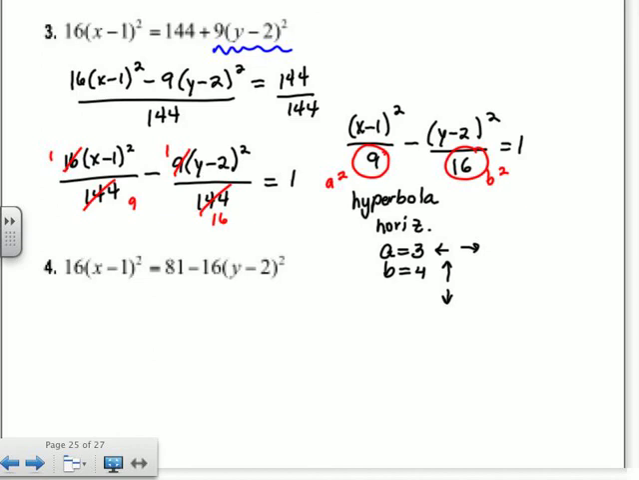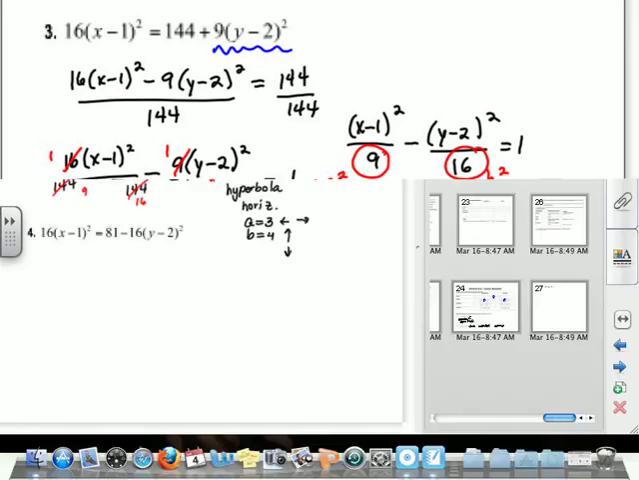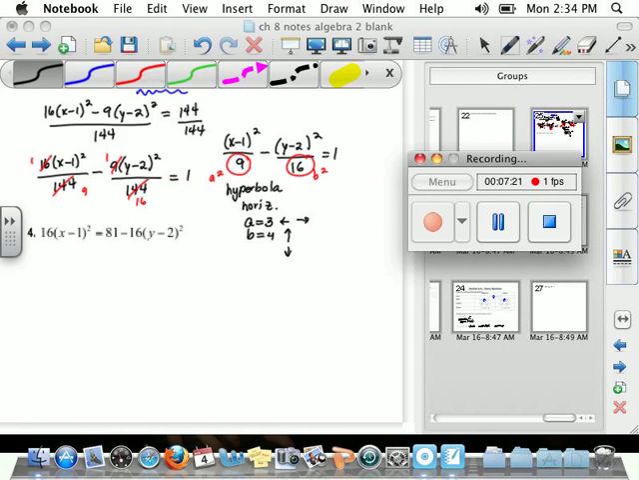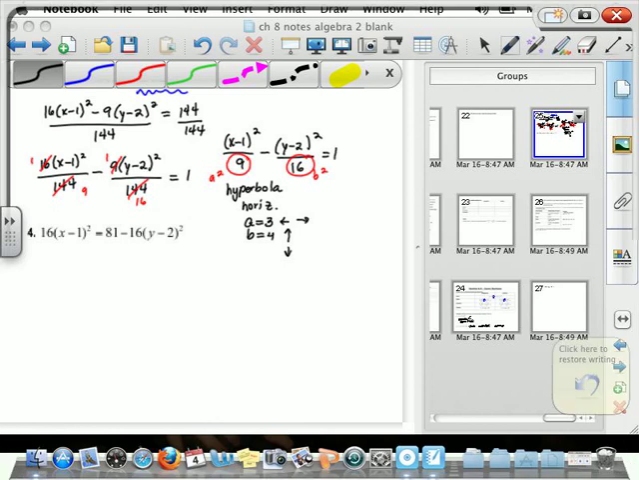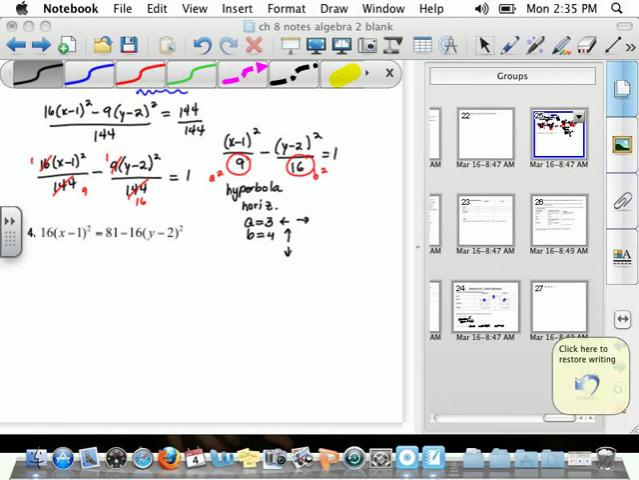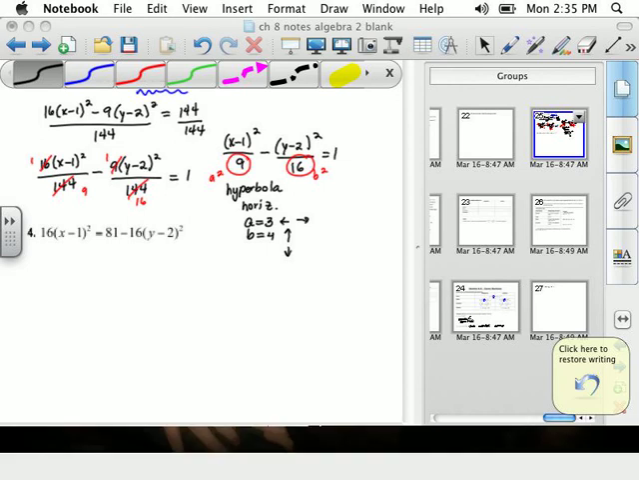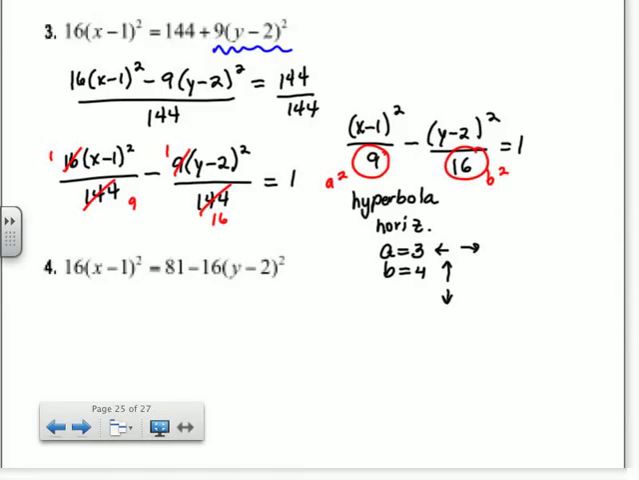Okay, so this next one, let's try to get it in that same form. How about you guys try this one? I'll give you a couple minutes to try it. Okay, I think most of you are seeing it's kind of tricky. So how many of you think that it's a hyperbola? How many of you think it's a circle? How about an ellipse? And parabola?